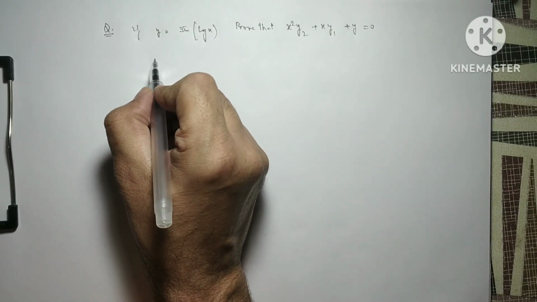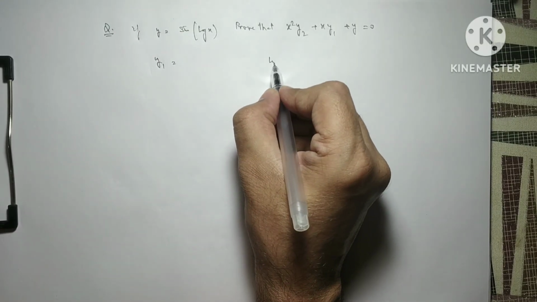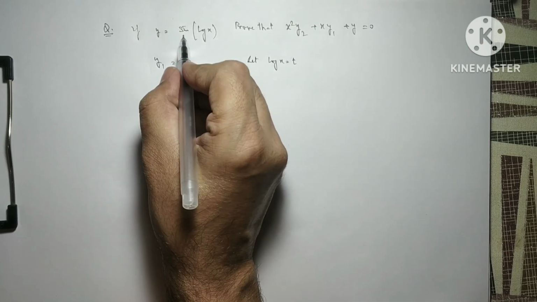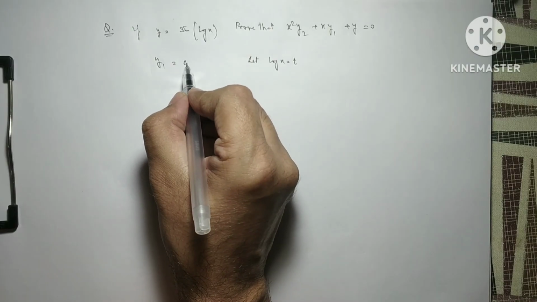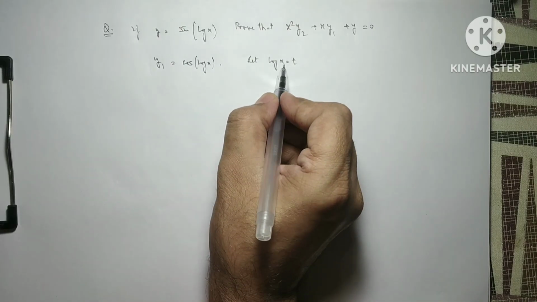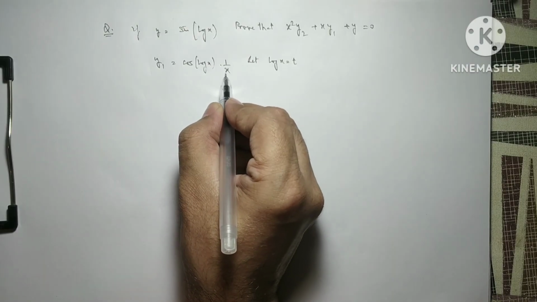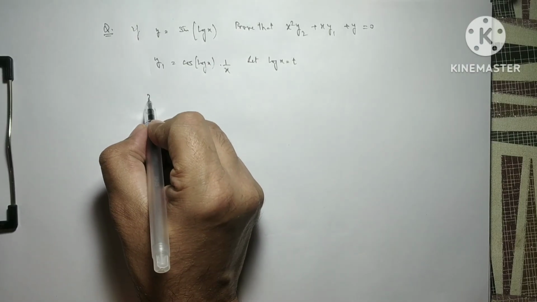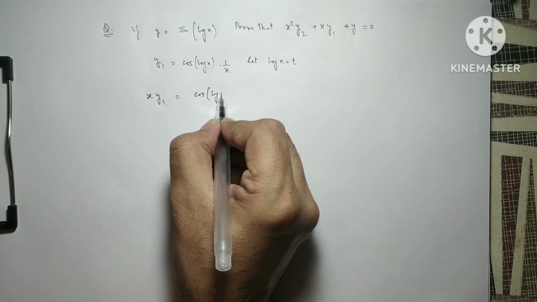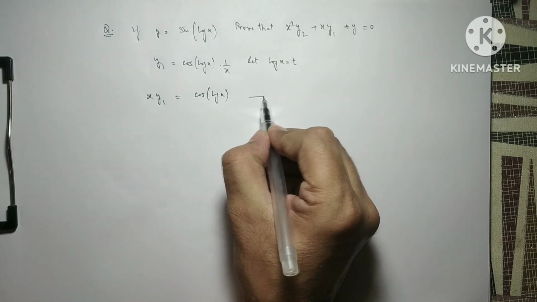So just like y1 will be, on differentiation, consider log x as t, and using chain rule you get cos of log x, and what about log x? You get 1 over x. So multiply this x on this side, you get x y1 is cos of log x. Now differentiate again. This is your first equation.